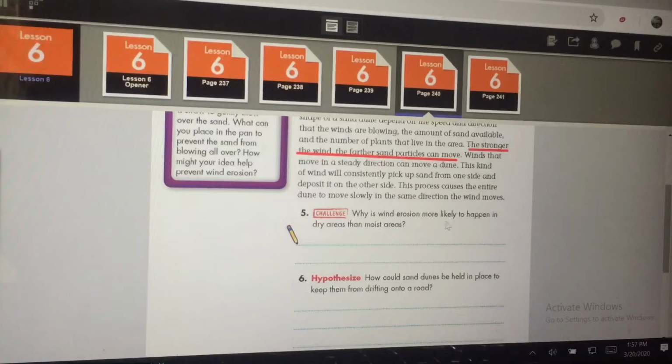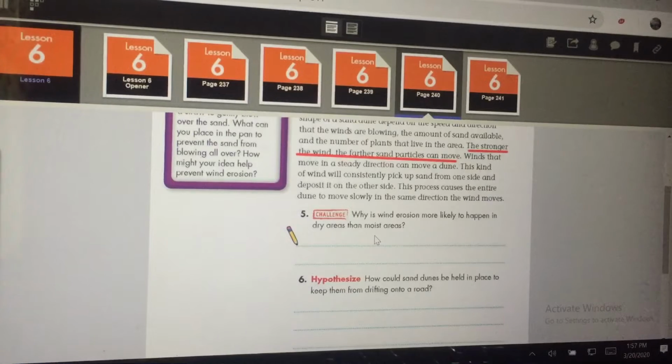Why is wind erosion more likely to happen in dry areas than moist areas? Think about it. Dry areas, okay, it is dry. What about sand particles? Are they stuck together or are they away from each other? And in dry lands, do we have more plants or less plants? So in drier areas, the particles of the sand, or the soil, move easily, and there are not as many plants to hold the soil in place as in wetlands.